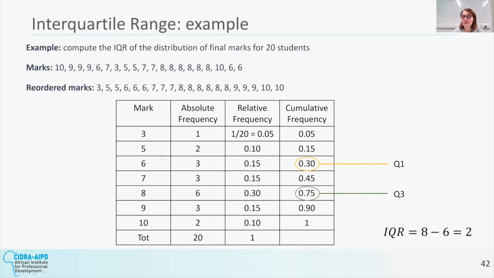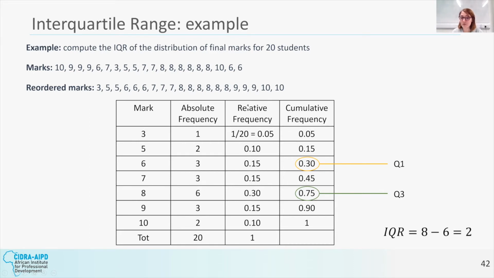Then we build our frequency distribution. We have the absolute frequency, which will give us an indication of how many times a certain mark is present in our group of students. So we have that the mark 3 is present once, the mark 8 is present 6 times, etc. The total is the total number of students, 20.